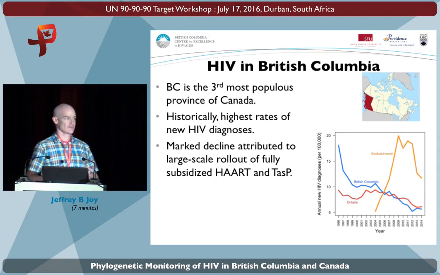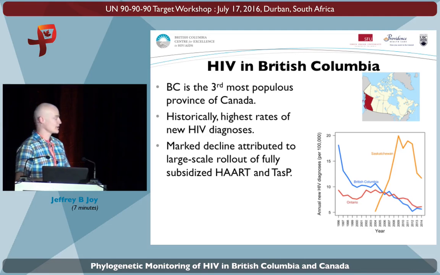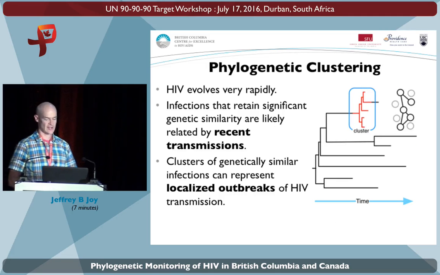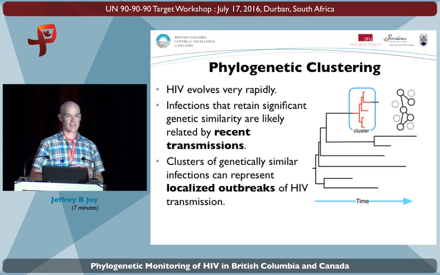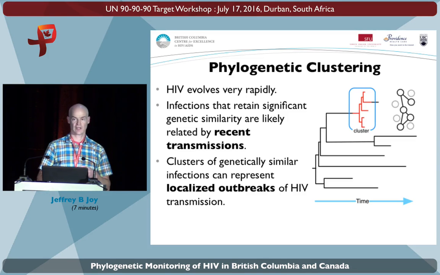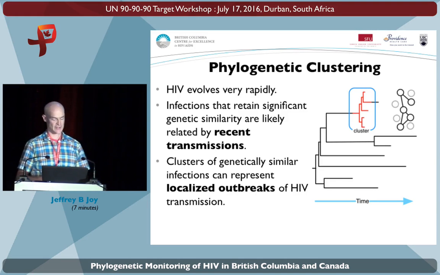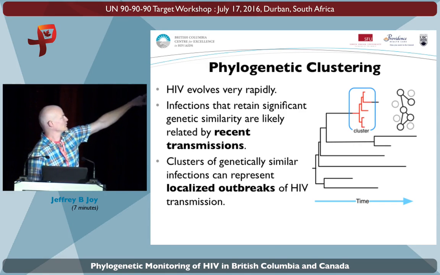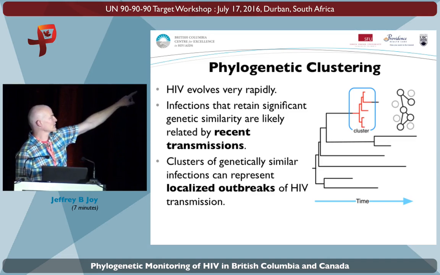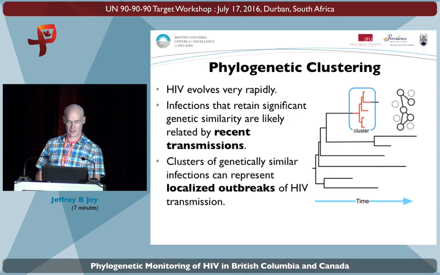But what we do have is hotspots cropping up, and these are hard to find, but one tool that we can use to find them is phylogenetic clustering. And so here we take advantage of the fact that HIV evolves very rapidly, and thus infections that retain significant genetic similarity are likely related by recent transmission events. And thus clusters of genetically similar infections can represent localized outbreaks of HIV. So the blue circle on the top corner up there circles a cluster that may be a transmission cluster.